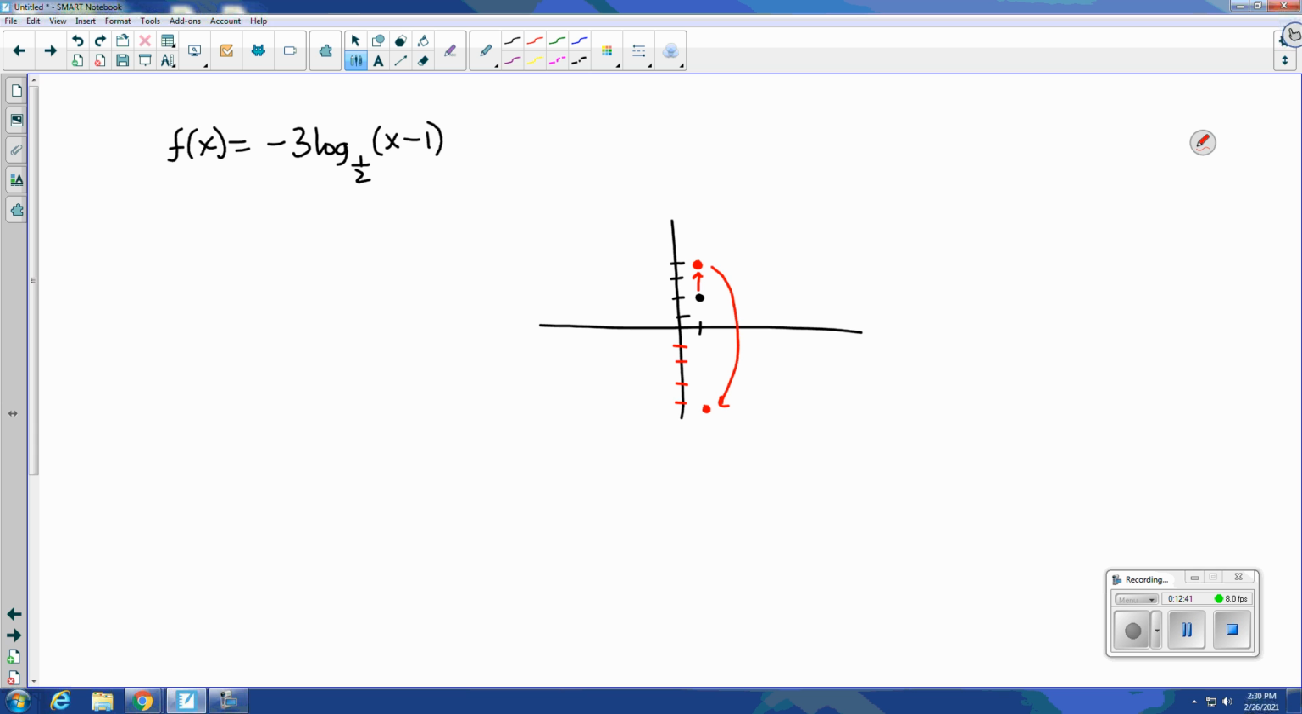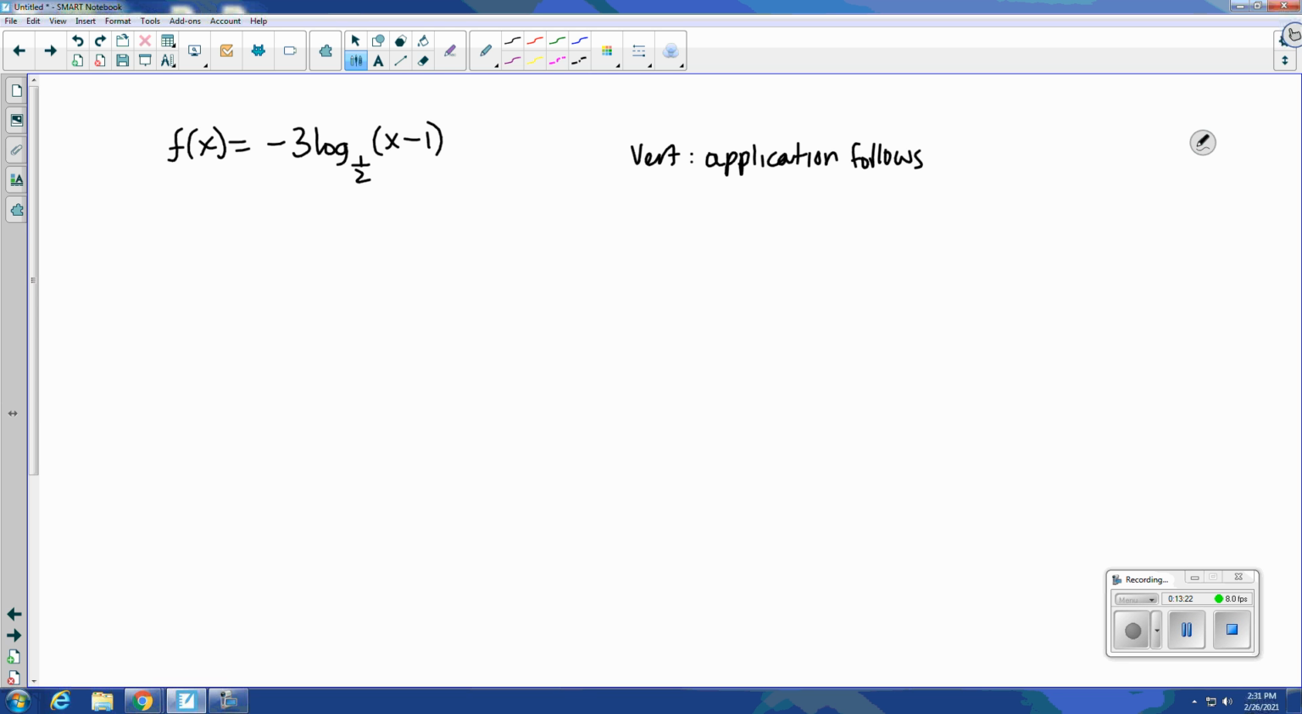But if I first reflected it over the x-axis, and then moved it up 2, we'd end up in a completely different location. I ended up here the second time and here the first time. So the order in which the transformation is applied matters when there are multiple vertical or multiple horizontal transformations. For vertical transformations, the order of application follows the order of operations, which you probably know as PEMDAS.